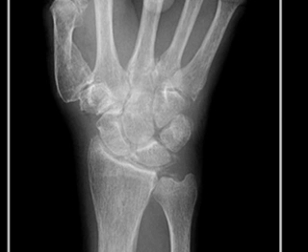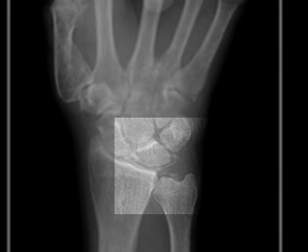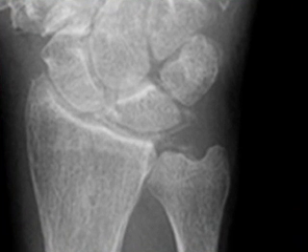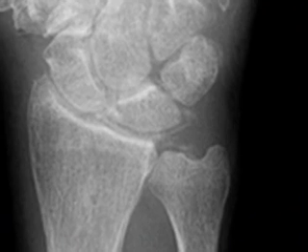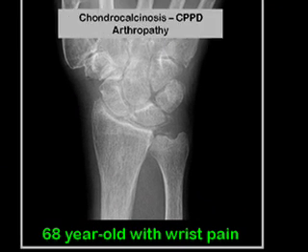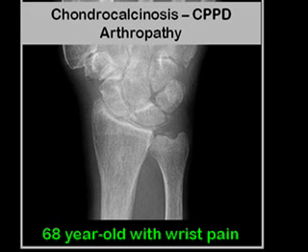And here's a 68-year-old with wrist pain. What is your diagnosis? Well, there is calcification surrounding the distal ulna in the triangular fibrocartilage. This represents chondrocalcinosis secondary to calcium pyrophosphate deposition disease, CPPD arthropathy.